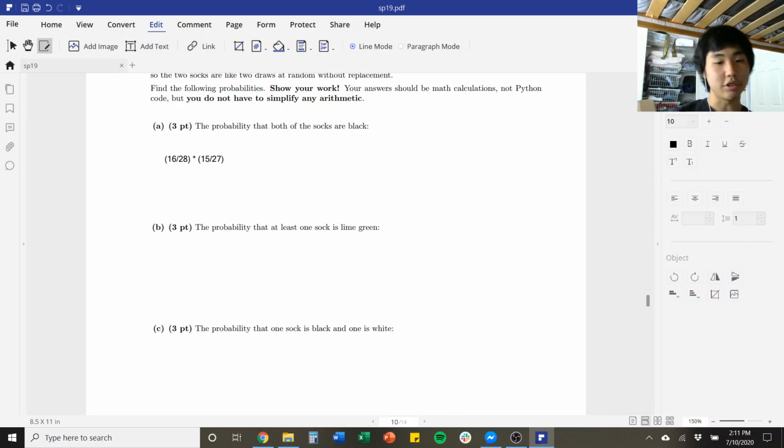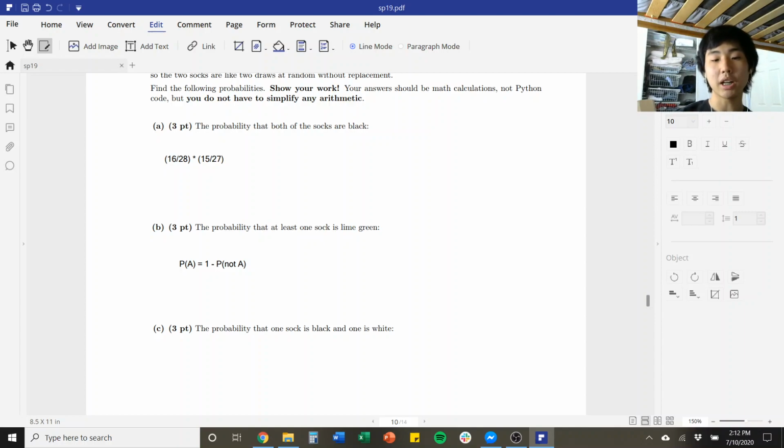Part B is, what's the probability that at least one sock is lime green? So at least one sock means there could be 1 or 2 lime green socks. So we could figure out the probability of one lime green sock and then add it with the probability that both are lime green, but that's pretty hard. So instead we're going to use what's called the complement rule, which is that the probability of an event, let's just call it A, is equal to 1 minus the probability of not A.